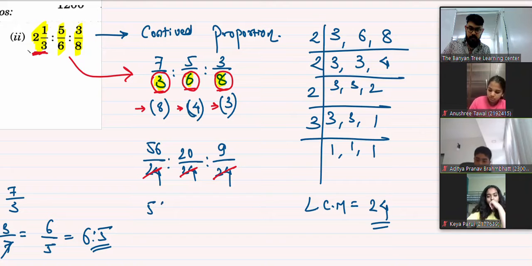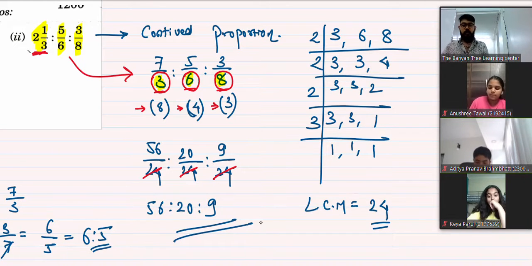तो व्हाट विल बी द आंसर? 56 is to 20 is to 9. That's it. This is your final answer.